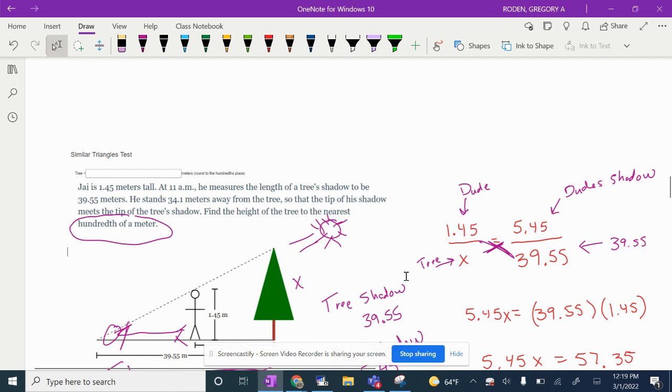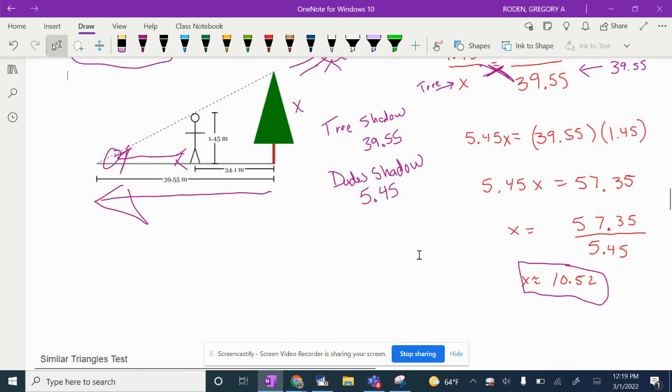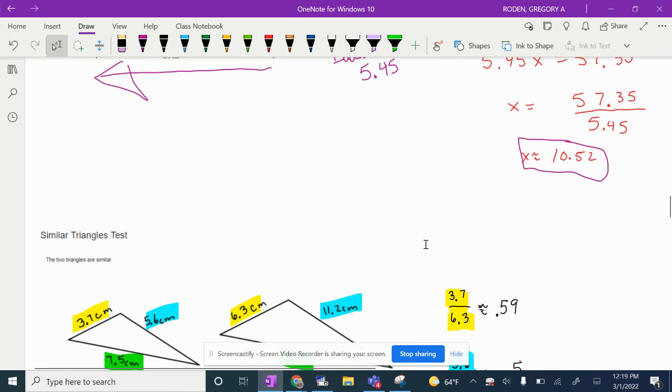That was probably the most challenging one in my opinion, because you kind of had to see what was going on and read. I had to read it a couple times first before I got that.